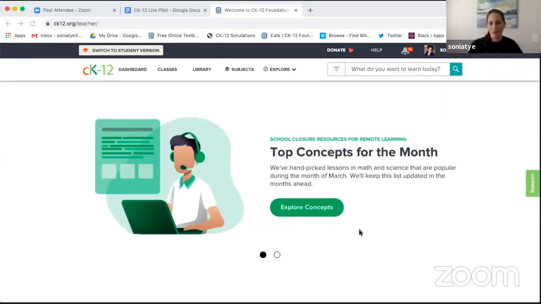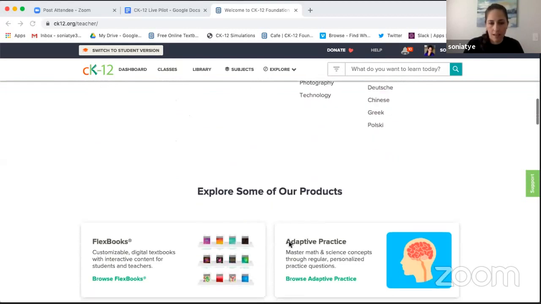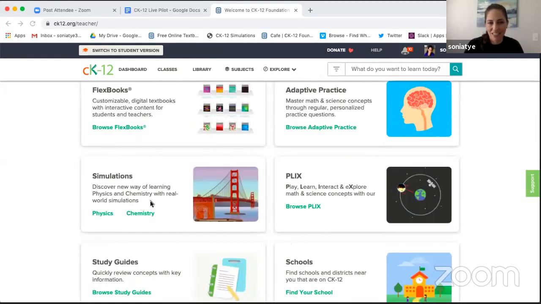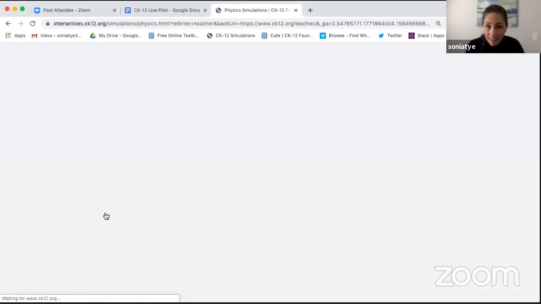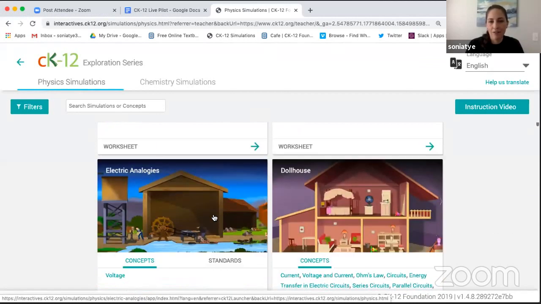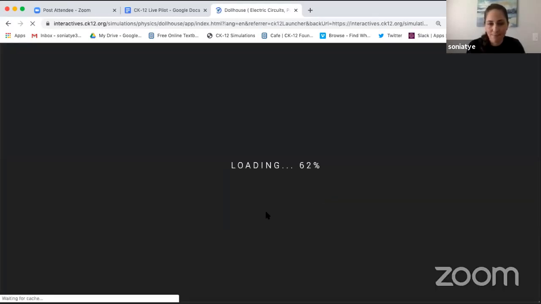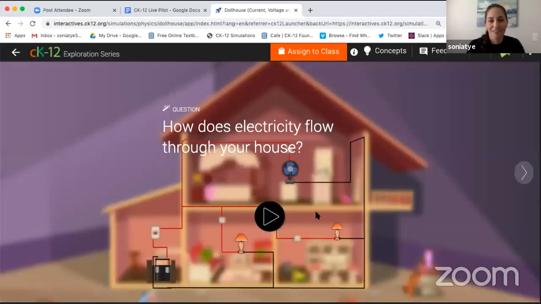Okay, CK-12's homepage. I'm going to scroll down to the simulations, that beautiful Golden Gate Bridge icon, and click there. And we have the Dollhouse Sim. It's like the fourth sim down. How fun is this? All right, here we go. Make it look all pretty.